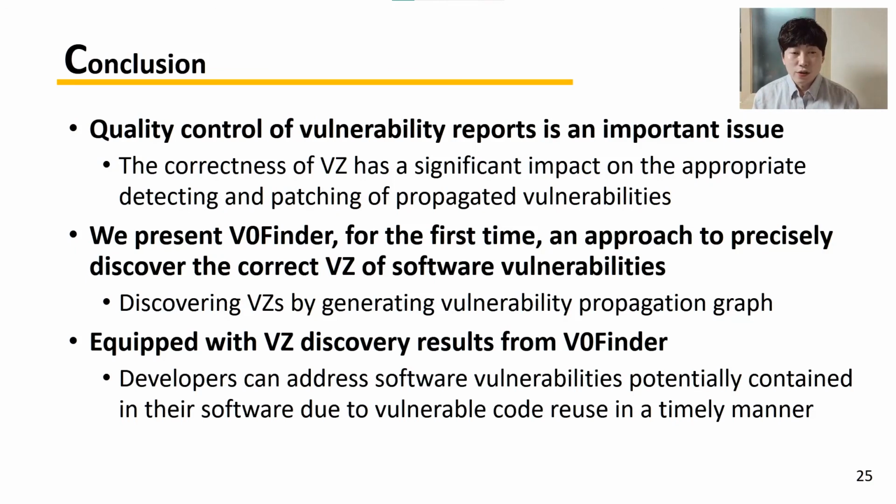This is our conclusion. We found the correctness of VZ has a significant impact on the appropriate detecting and patching of propagated vulnerabilities. In response, we presented V0Finder for the first time to discover the correct VZs of software vulnerabilities. Equipped with VZ discovery results from V0Finder, developers can address propagated vulnerabilities in a timely manner.